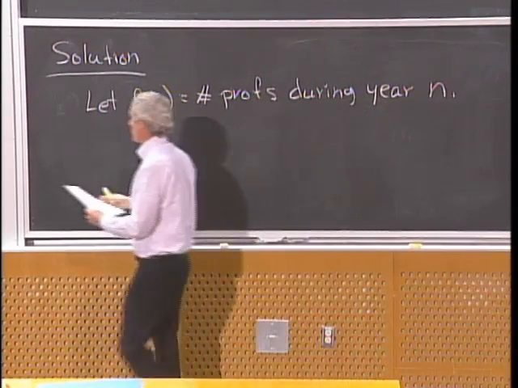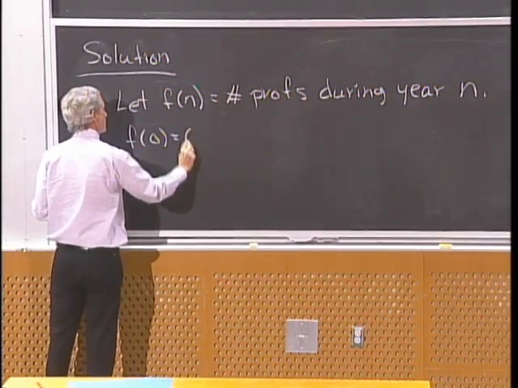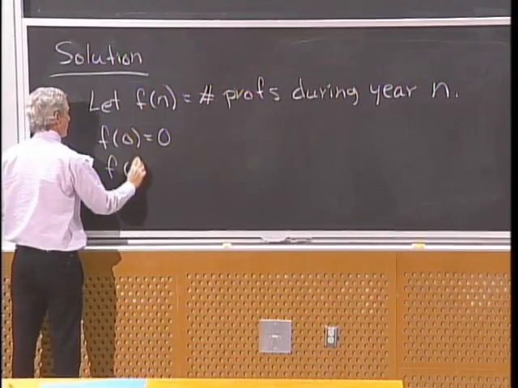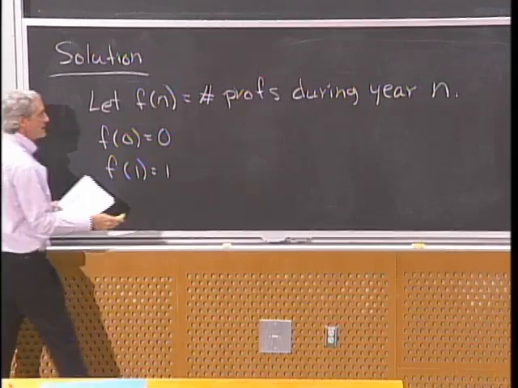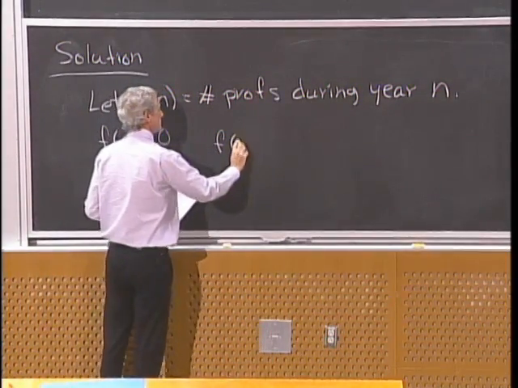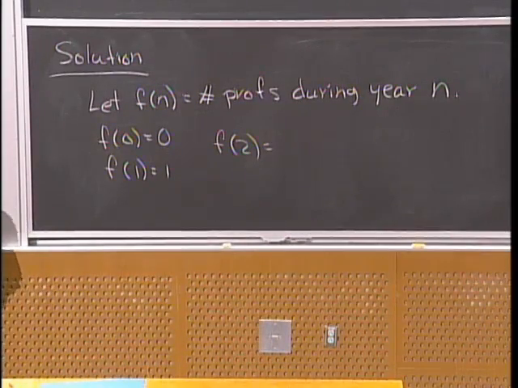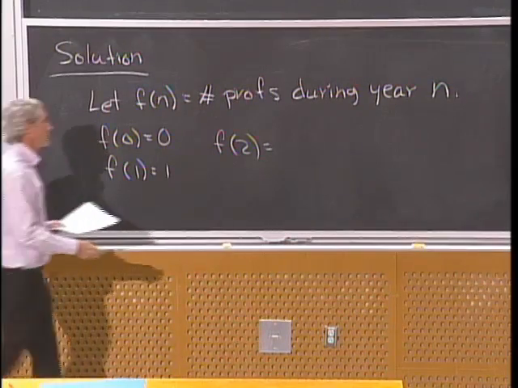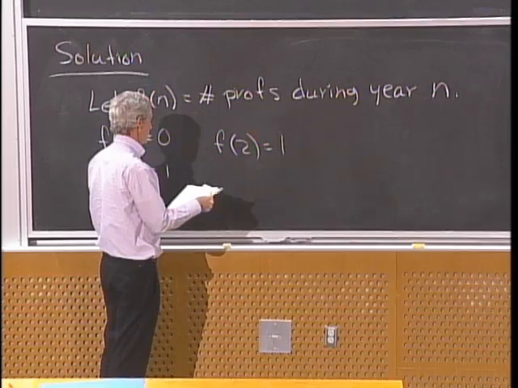And we know from our boundary condition that in year 0 there were none, and in year 1 there was one, a new one. What is f of 2? How many professors are there in year 2? 1, because the one that was there was too young to do anything, so he or she is the only one left. All right, in year 2.